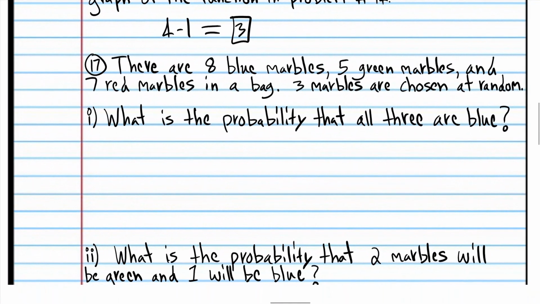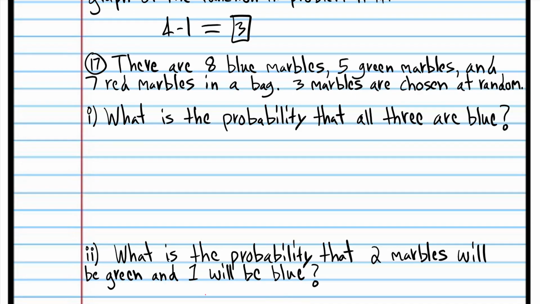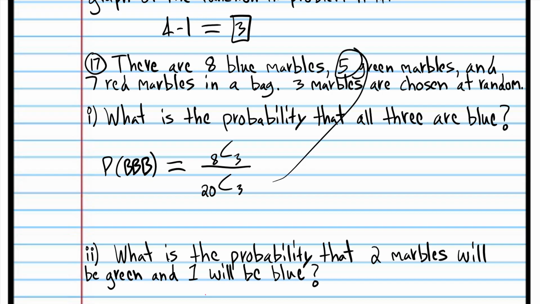So what is the probability that all 3 marbles will be blue? So probability of blue, blue, blue. Well, that's the number of ways that you can choose 3 things out of 8, because there's 8 blue marbles, divided by the number of ways you can choose 3 things out of a total of 20. Why 20? Because we have a total of 20 marbles.